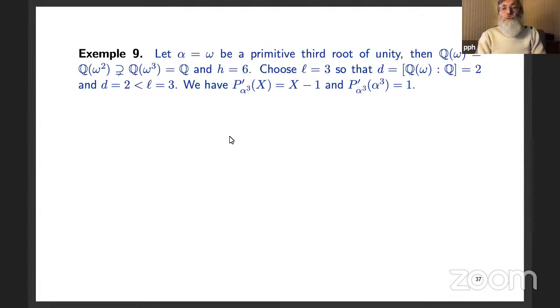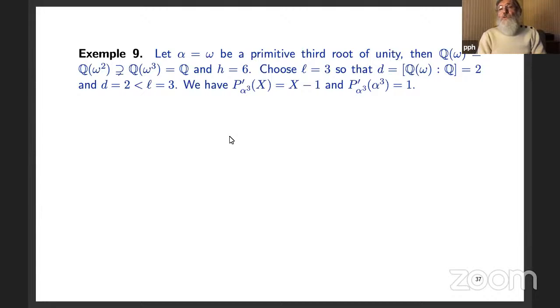The first will be the primitive third root of unity. Then we have Q of omega, which is Q of omega squared. And Q of omega cubed is Q, of course, because omega is a third root of unity. So it is strictly contained in the field Q of omega. And h is the number of roots of unity in Q of omega. The splitting field of Q of omega is Q of omega. So this is 6, or 6 roots of unity.